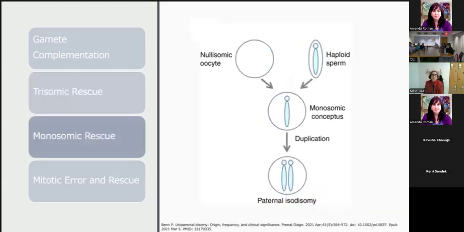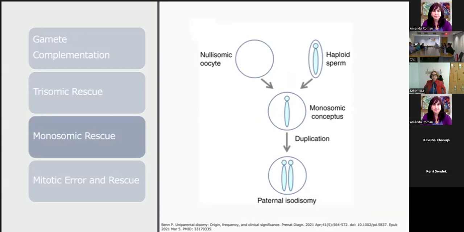The next mechanism that we will be discussing is monosomy rescue. Monosomy rescue also comes into play following a non-disjunctional event. If you have a nullosomic gamete, like an oocyte that's generated in meiosis, then the conceptus will also be monosomic because you're only having one haploid sperm that's coming together.